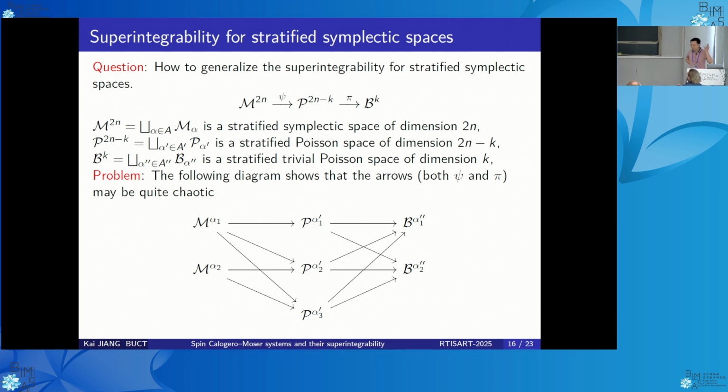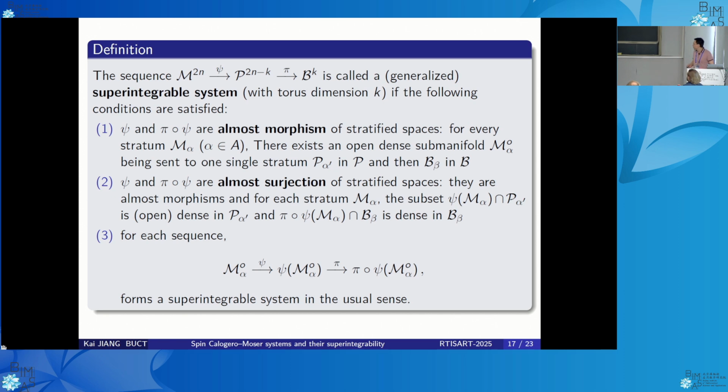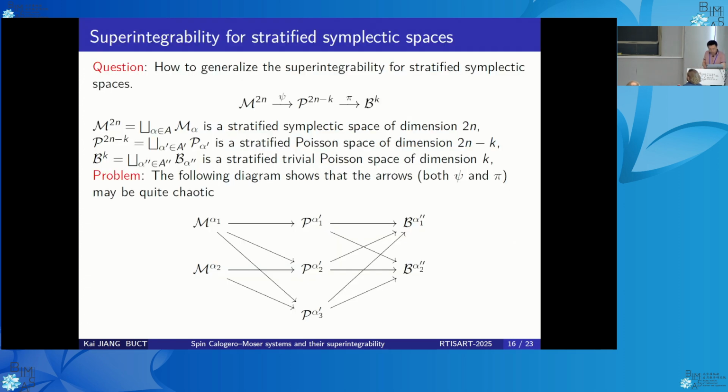As before, superintegrability is just from manifold to manifold to manifold. But for a stratified space, we should give a good definition first. Here, this stratified Poisson and stratified trivial Poisson. In fact, there's one big problem: the arrows psi and pi here are quite complicated. They may go from one stratum to another stratum to this stratum. So we cannot see the dimension condition. How can we verify the dimension equation?